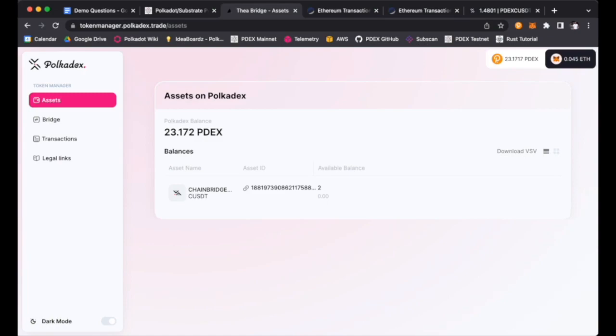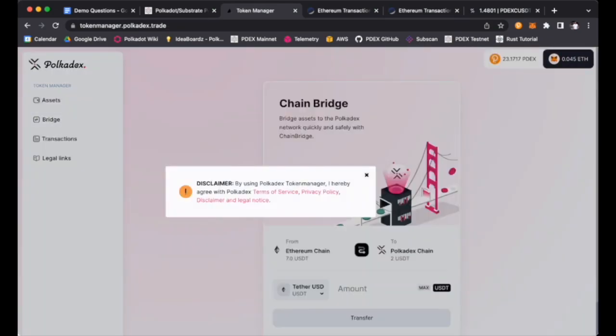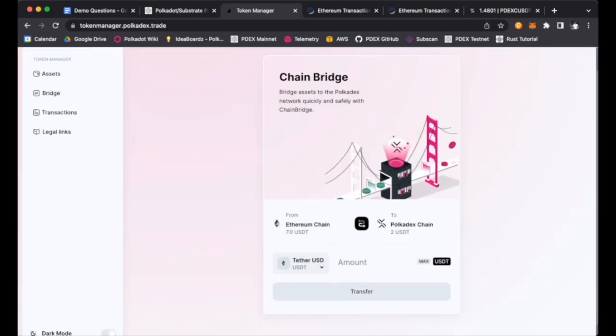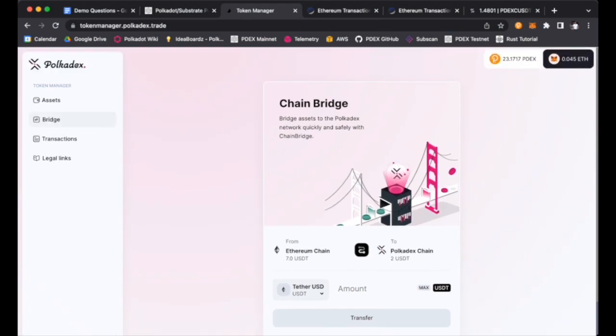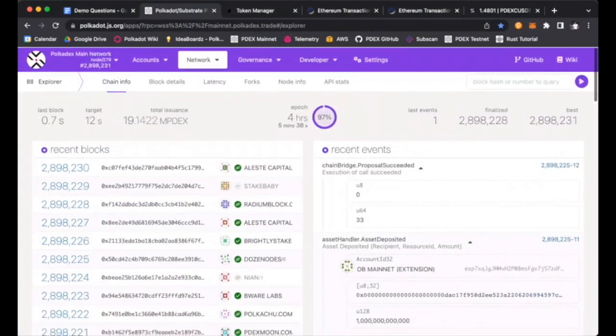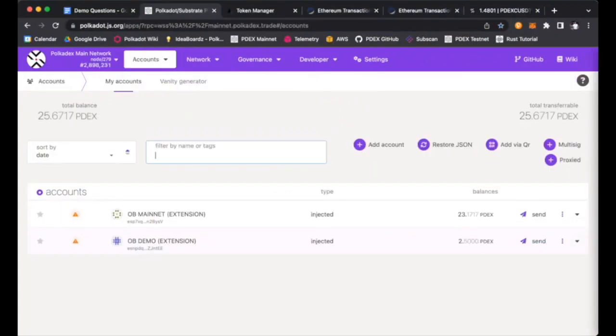Just connect your wallet, go to the bridge section, go to the Thea chain bridge, input the number of tokens you want to transfer and click transfer. That's it. As simple as that. Just 2 steps. So now, since I have some tokens on my Polkadex address, let me show you how many tokens I have on my Polkadex account.